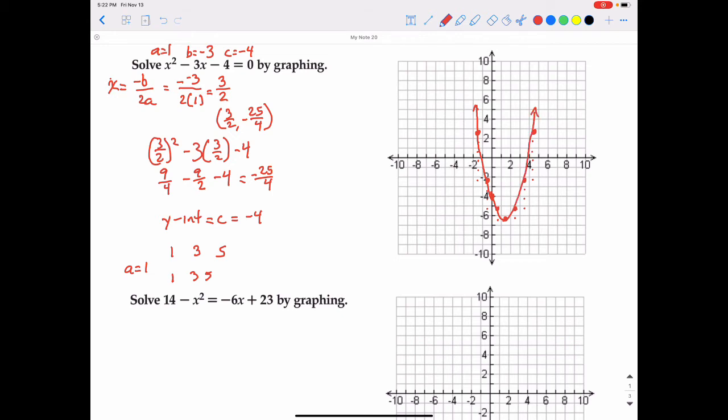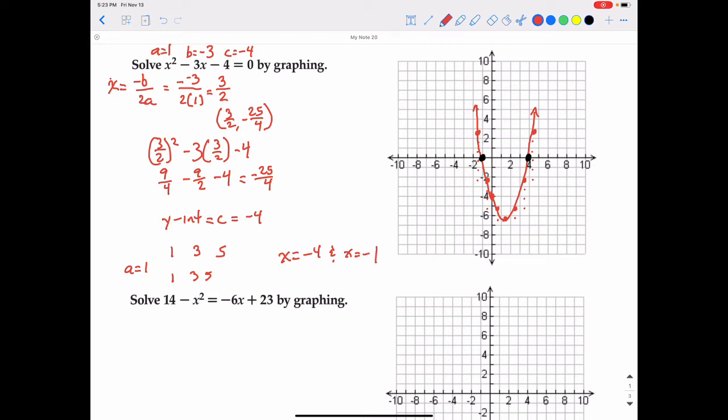Throw a couple of arrows on there. And again, remember what we're looking for. To answer the solution, to figure out the values of x that make this a true sentence, we're looking for the x-intercepts. And the x-intercepts are right here at x equals 4, and it looks like right here at x equals -1.